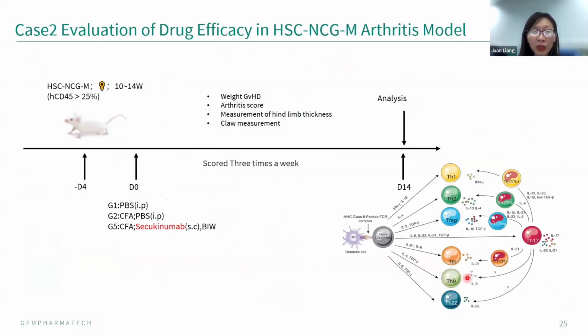And in this model, we also performed another drug efficacy study. In this drug study, we evaluated the IL-17 antibody efficacy. IL-17 is also one of the main factors that contribute to arthritis development. So similarly to the previous study, we established this arthritis model in the HSC NCG mice and evaluated the IL-17 antibody drug efficacy.